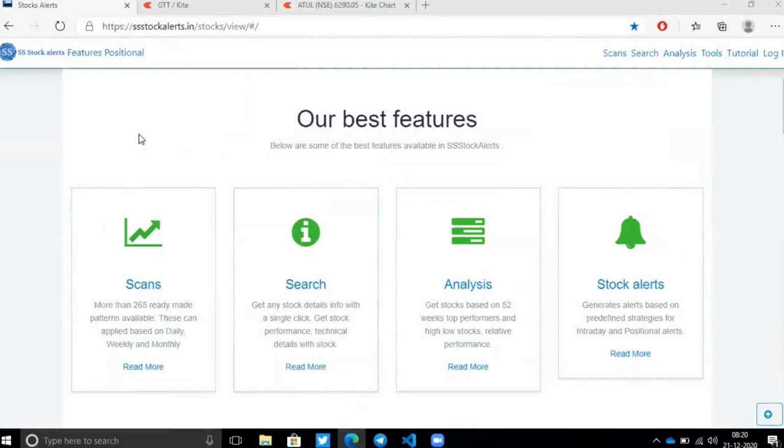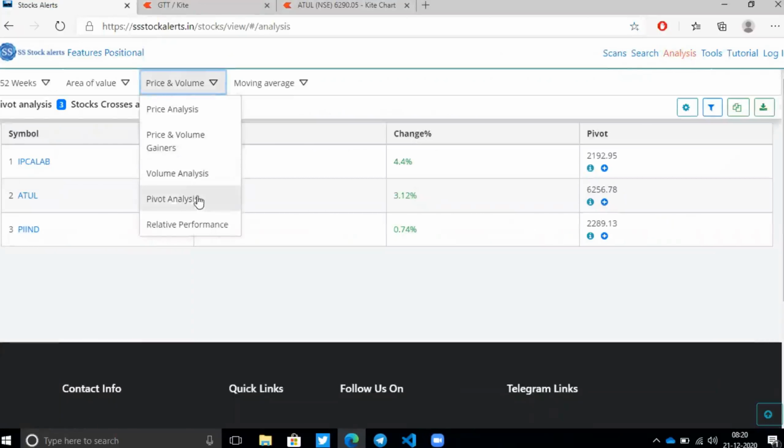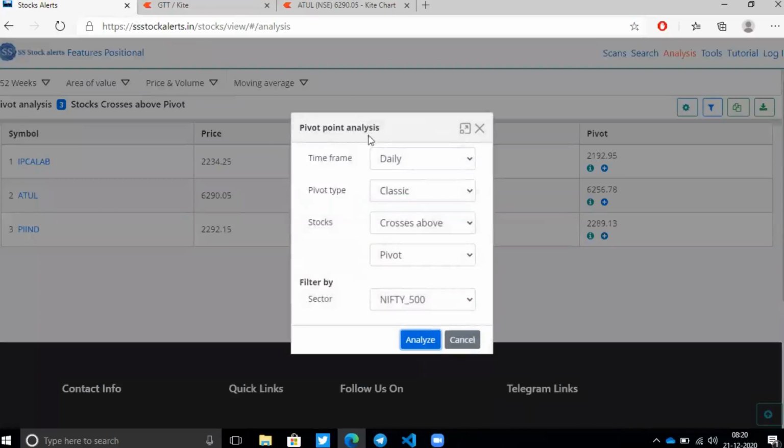In this video, we will talk about the pivot point analysis. Go to analysis here, then price and volume, and you can see pivot analysis here. Just click on it. So why is the pivot point analysis important?